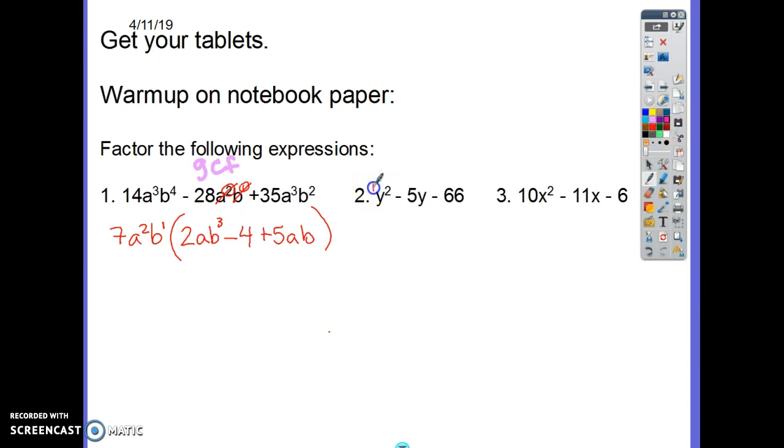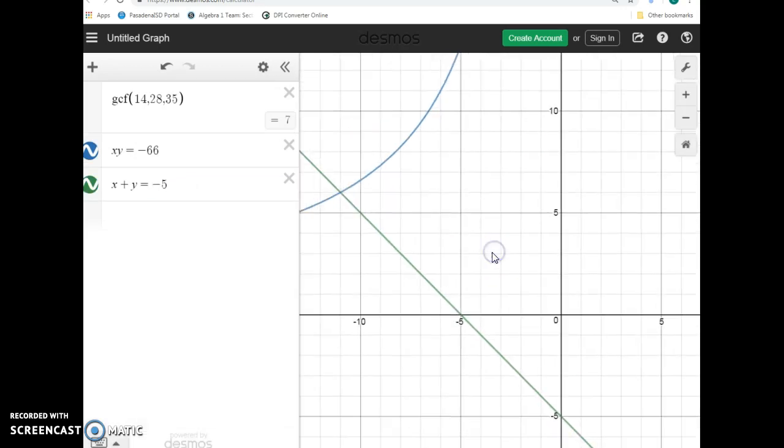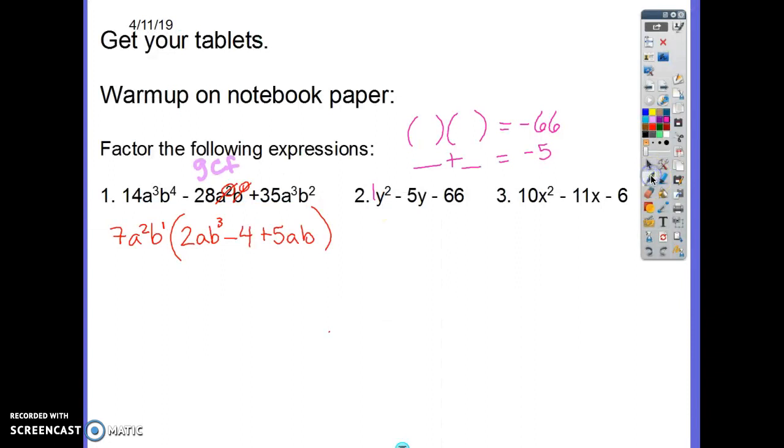Problem 2, if there is no number in the front, then these are the easy ones. That means all you need to type is negative 66 and negative 5 in decimals. That means 2 numbers that multiply and give me negative 66 and 2 numbers that add and give me negative 5. So negative 66 goes here and negative 5 goes here. Those 2 numbers are negative 11 and positive 6. And that's it. Negative 11 and positive 6.